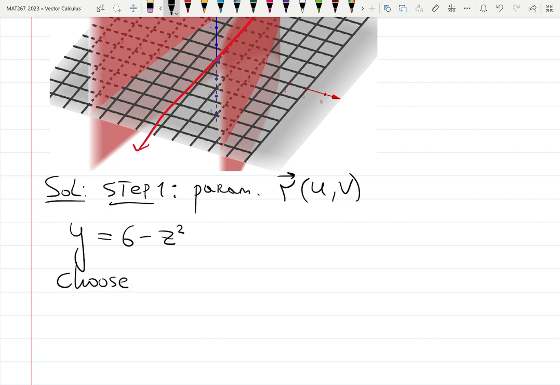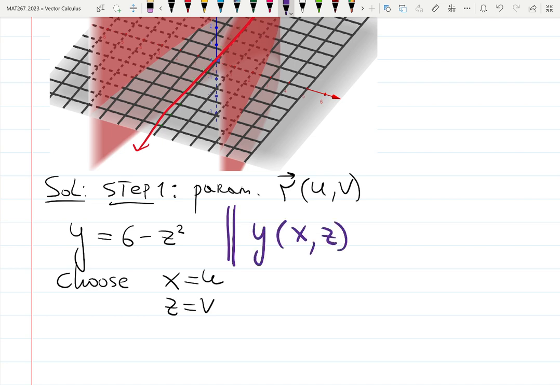So in the parameterization we will also make a choice: x to be u and then z to be v. Why? Because you might not see it right away, but y depends on x and z. So it's 6 minus z squared plus 0 times whatever is x there. Maybe x cubed, x to the fifth, whatever. Doesn't matter, it's multiplied by 0. So to make your life easier, it makes sense to basically keep it as x and z. You don't even have to rename it if you don't want to. But I do recommend doing it. It's less confusing this way.